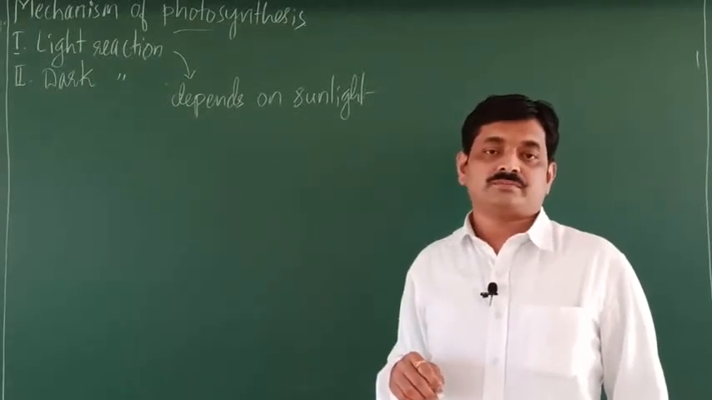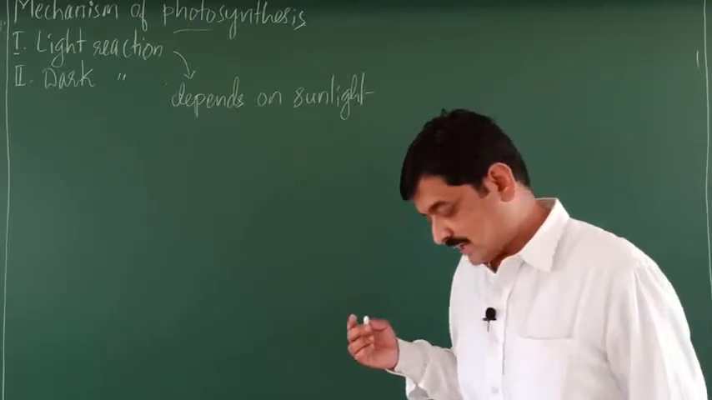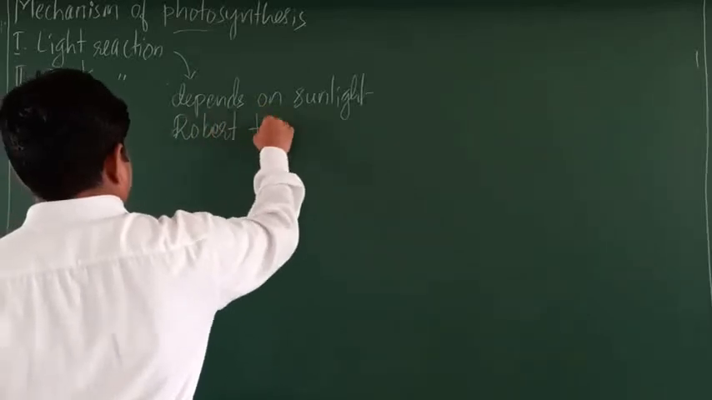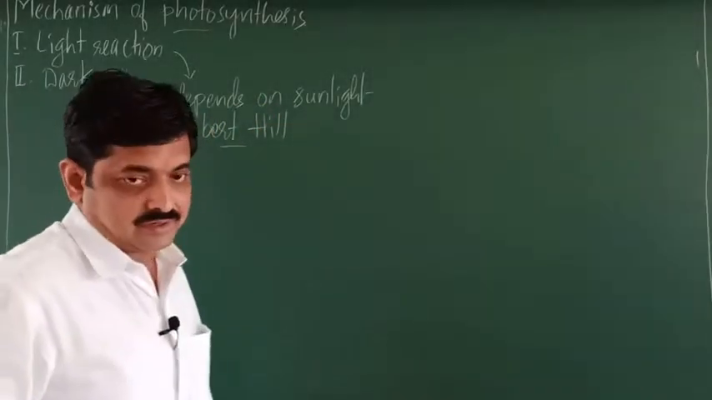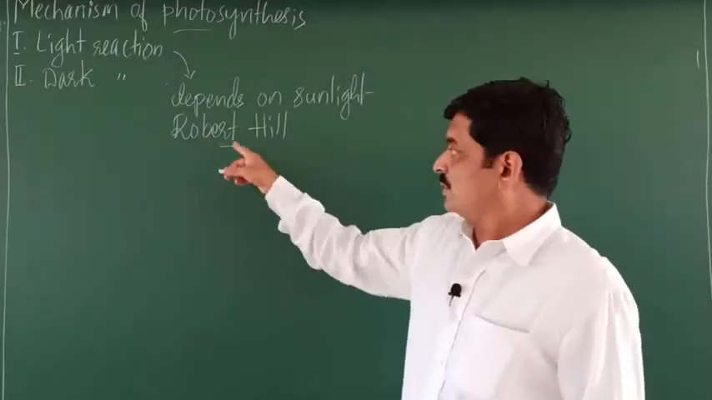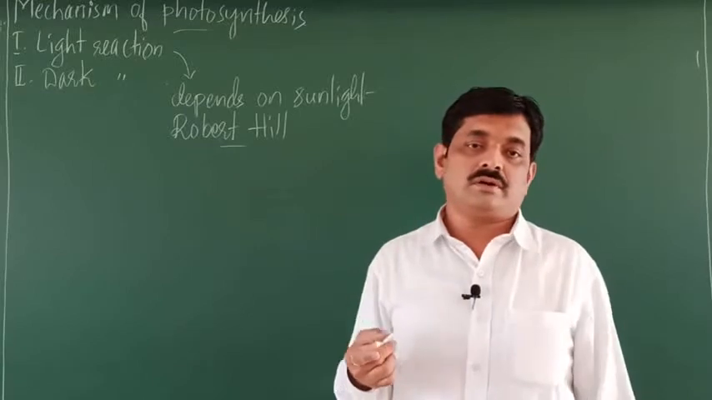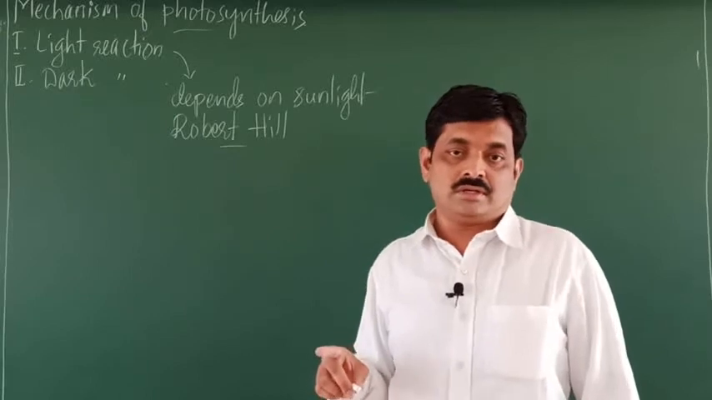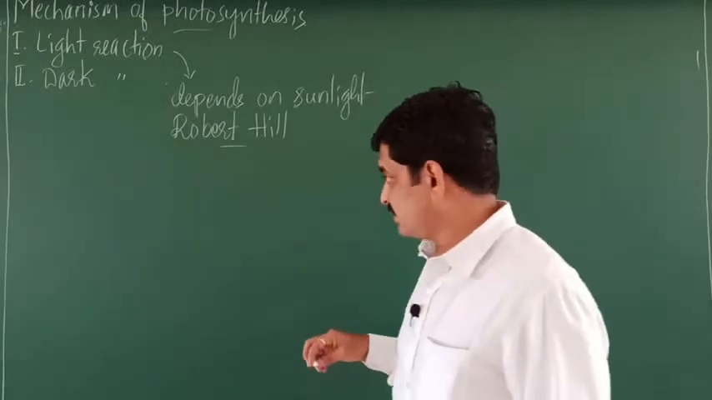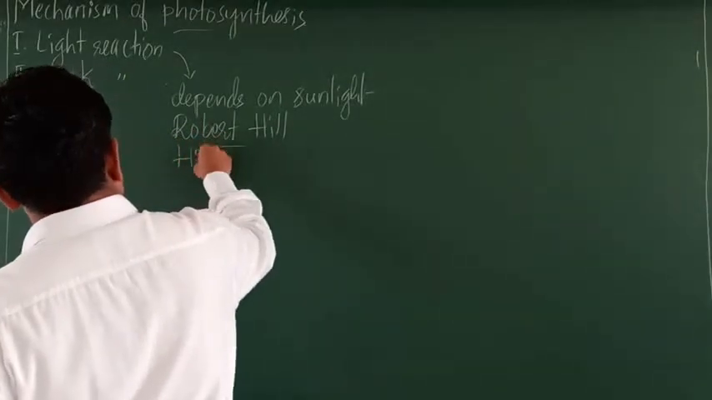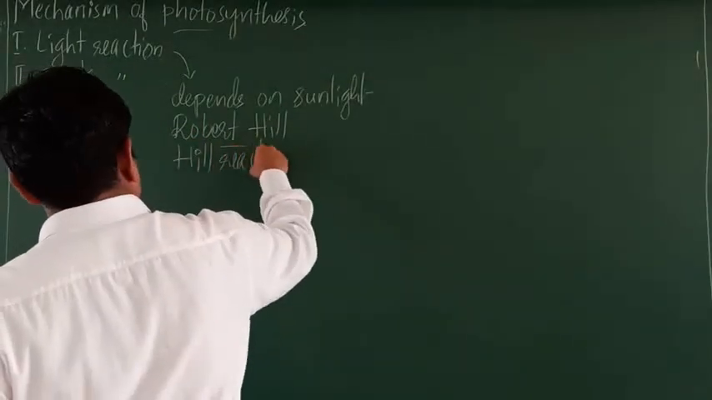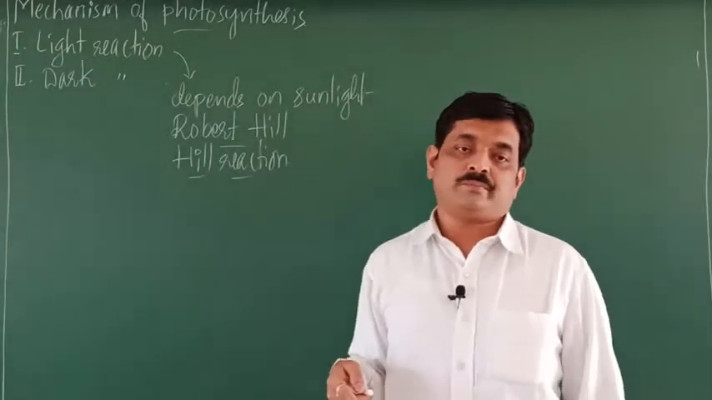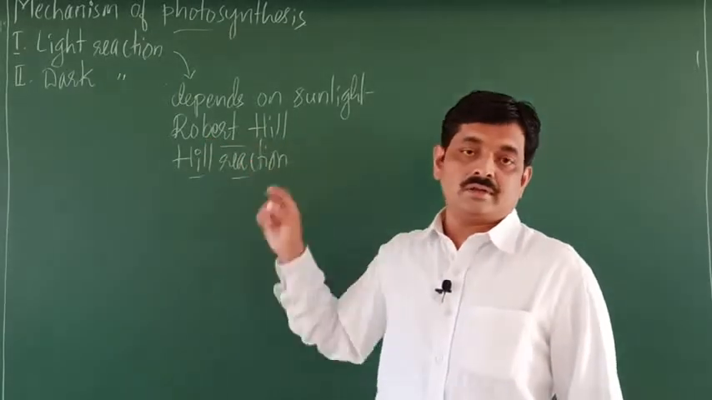Now this reaction was discovered by a scientist called Robert Hill. So Robert Hill discovered the light reaction of photosynthesis, right? Because of this, light reaction is also called Hill reaction, since it was discovered by Robert Hill.